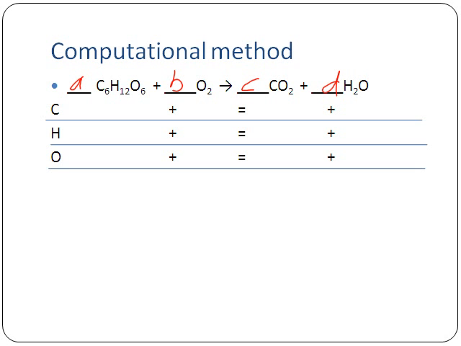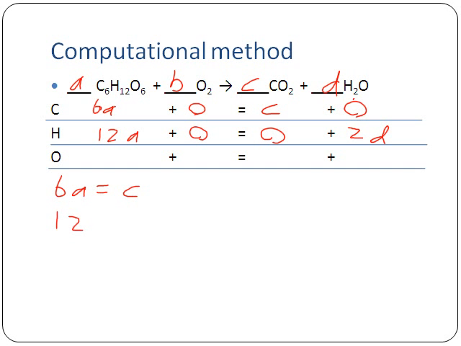And so we're going to ask how many C's are there to start with. Well, there are 6A, and there are no C's here. And then how many C's are here? Just C and no C's there. So we say that 6A is equal to C. Our next one for our H's, we have 12A right here. No H's right there. No H's right there. And 2D H's right here because we have H2O times D right there. And so this gives us a total of 12A is equal to 2D. So that's no trouble there.